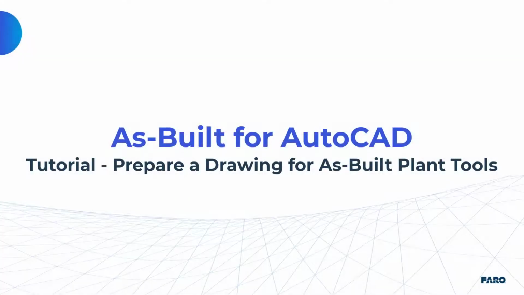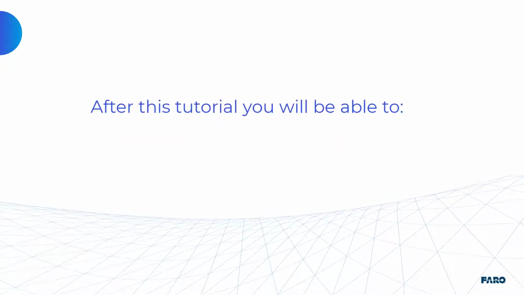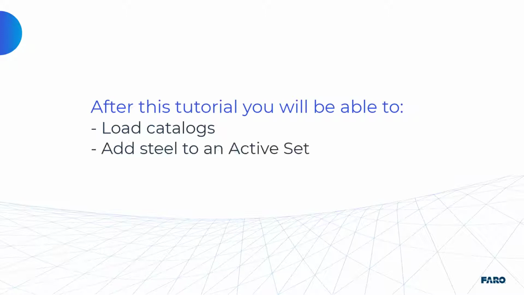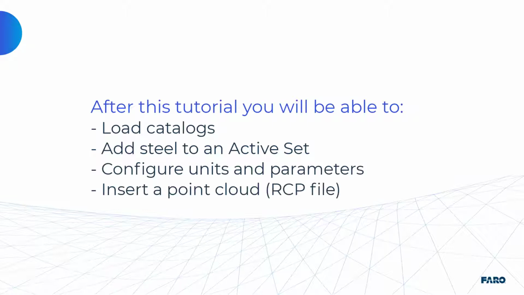As-Built for AutoCAD. Tutorial. Prepare a drawing for as-built plant tools. After this tutorial, you'll be able to load catalogs, add steel to an active set, configure units and parameters, and insert a point cloud RCP file.